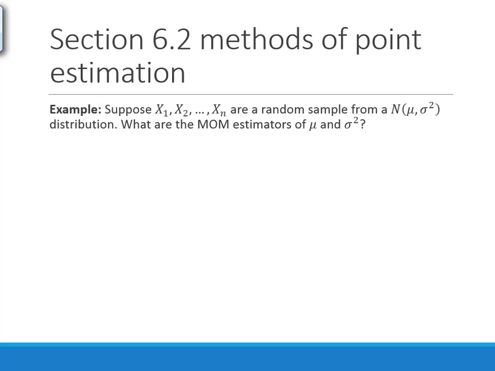Okay, so enough of these one-dimensional parameters. Let's try a two-dimensional parameter. A few more examples of this. If I have a random sample from a normal(mu, sigma squared) distribution, what are my method of moments estimators of mu and sigma?